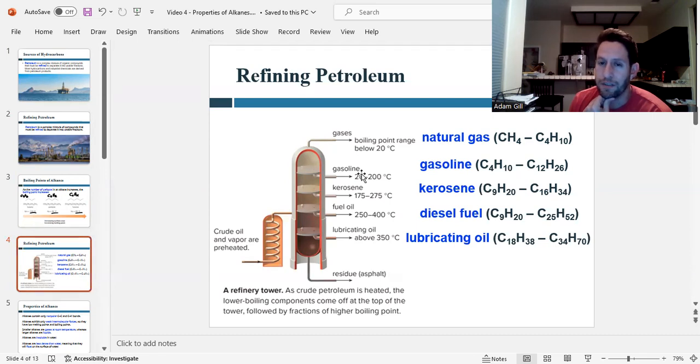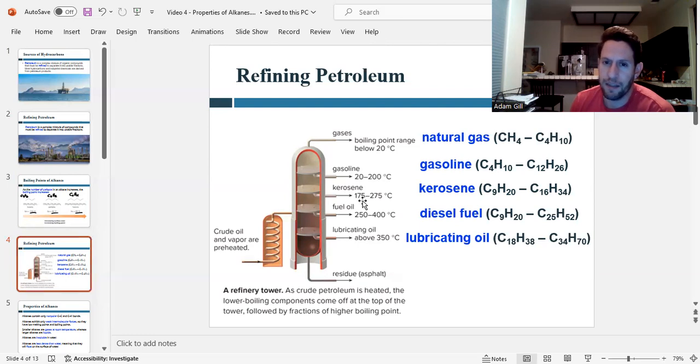The next fraction is referred to as gasoline, which everybody's familiar with. Gasoline is anything that has a boiling temperature between 20 and 200 degrees Celsius. And so this includes carbons between 4 and 12. So any alkane from 4 to 12 carbons long comes out as gasoline. So gasoline is a mixture of alkanes.